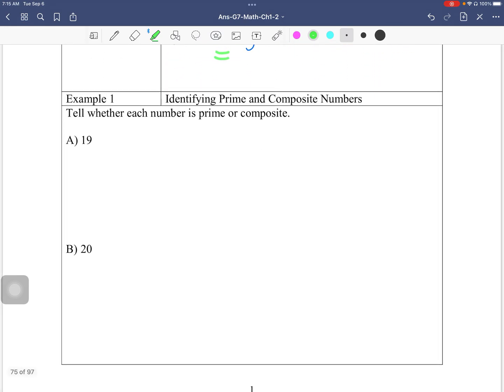So then in example 1, we want to tell whether each number is prime or composite. For 19, we try to divide 19 by 1, right? It's 19. How about 19 divided by 2? There's nothing. So 19 is a prime number because 19 can only be factored as 1 times 19. So therefore, 19 is prime.